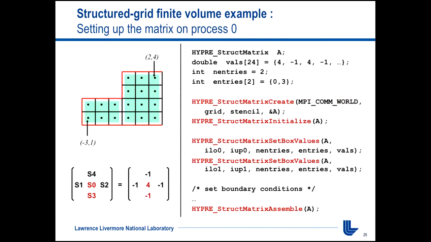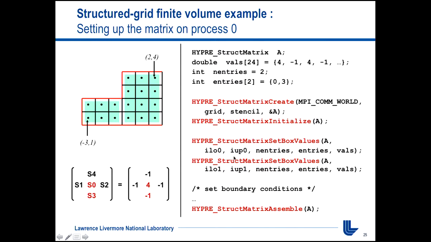Okay, so after that, I can actually build the matrix. And this is a one-view graph sort of example of how that is. If you look at the calls in red, those are the main calls. Again, you call create, you give it the grid and the stencil, you get back a matrix object. You have to call this initialize call, which tells HYPRE you're about to set the coefficients. And then you set the coefficients with set box values calls.